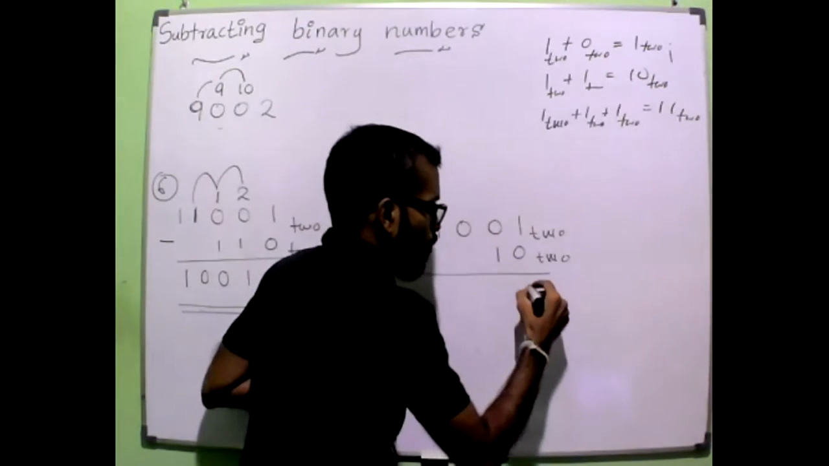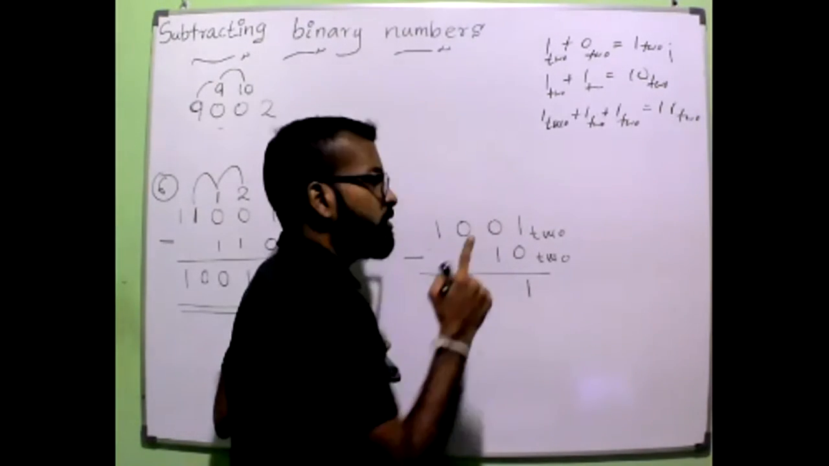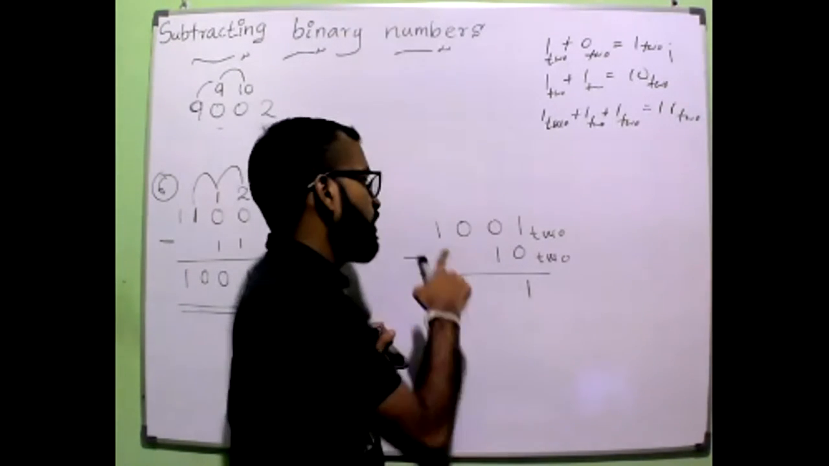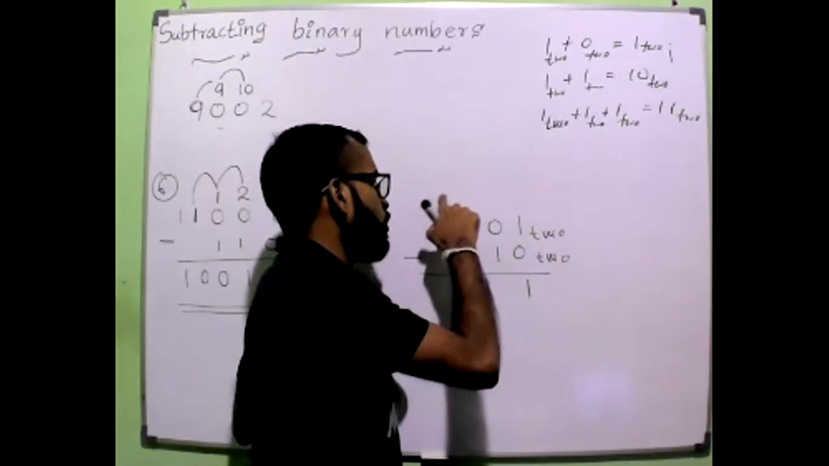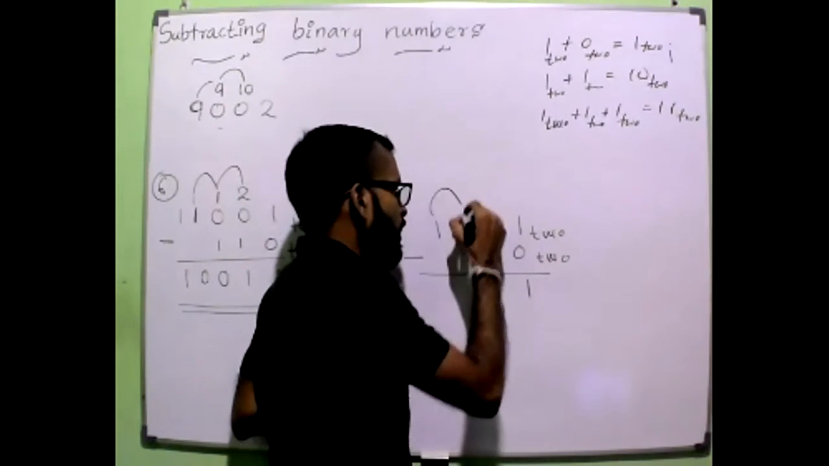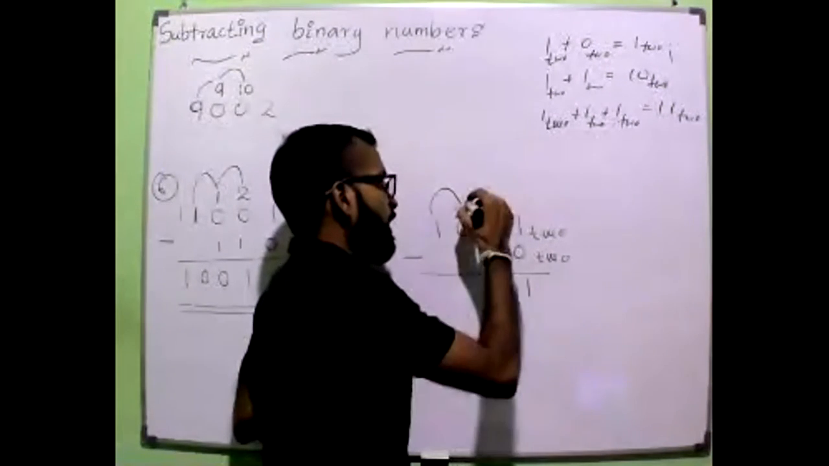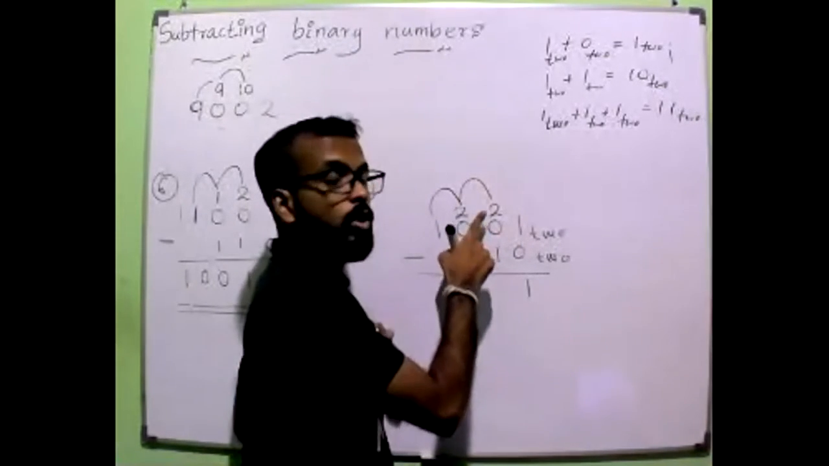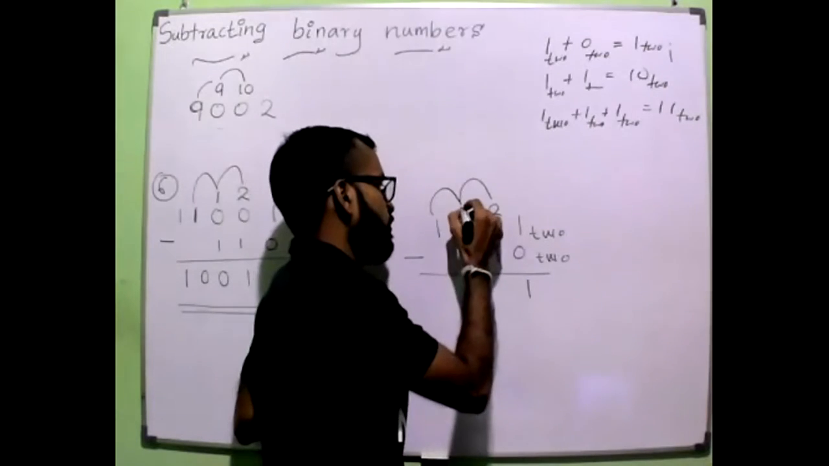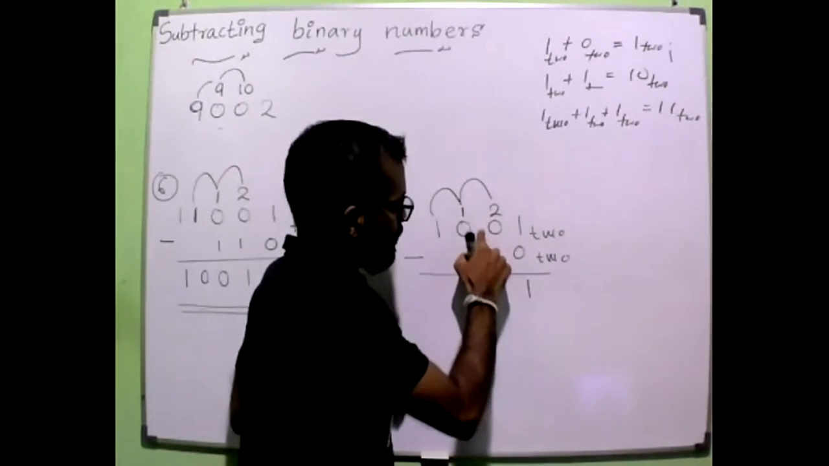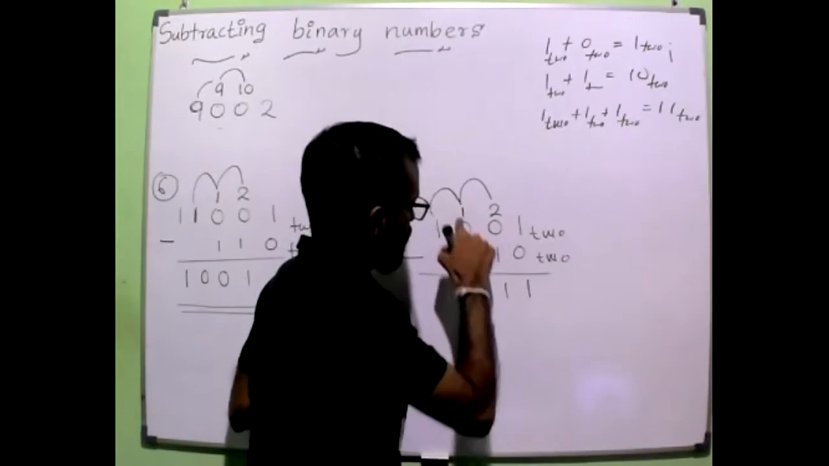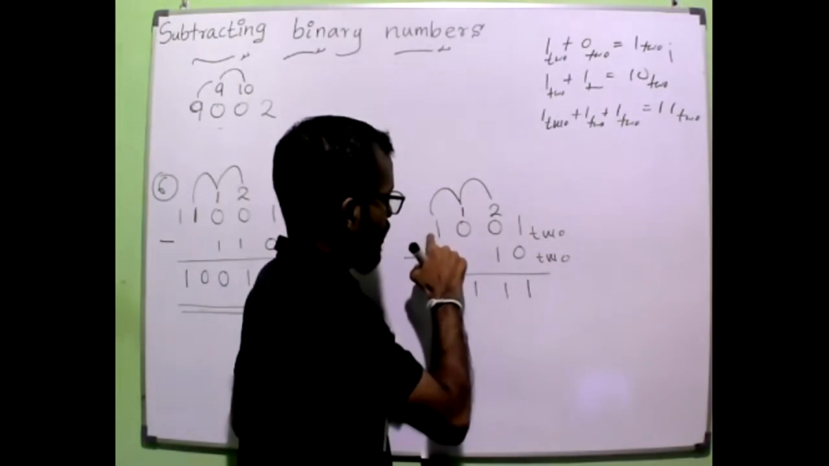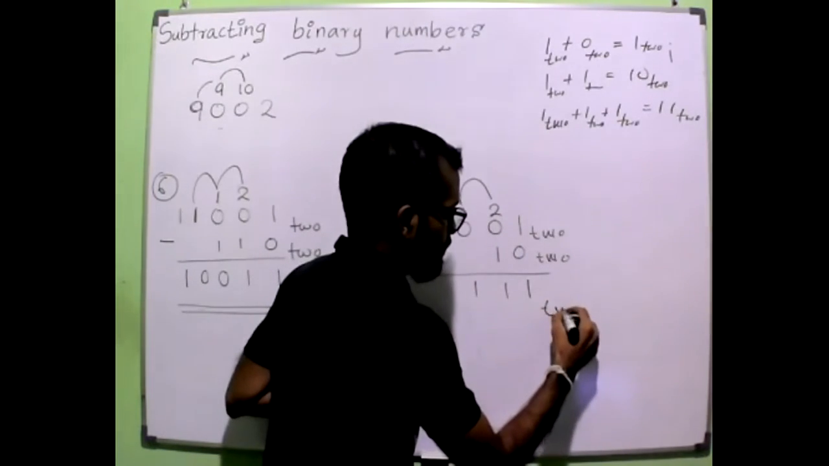1 minus 0, 1. 0 minus 1, you cannot do that. Here also you have 0. And here you have 1. Now you have to take this 1 here. Now it is 2. And you have to jump that 2 again. Now when it comes here, it becomes 2. But it leaves 1 here. Now this part is 2. 2 minus 1, 1. Here you have 1. You can put 1. Here you have 0, no need to put. So the answer is this.